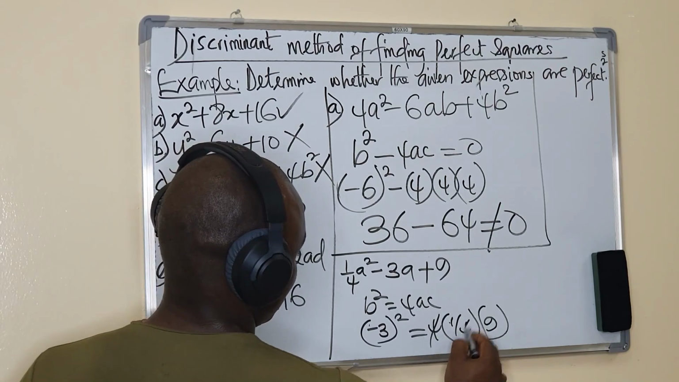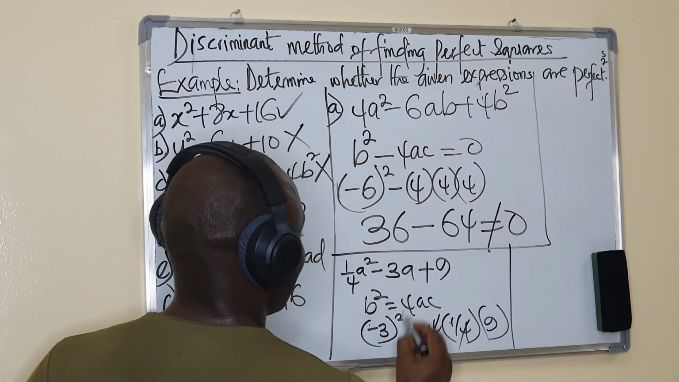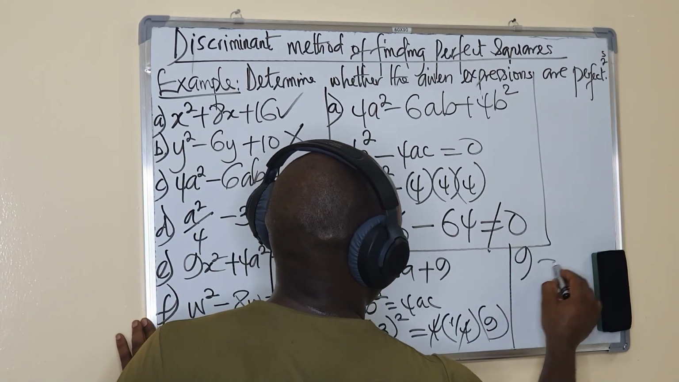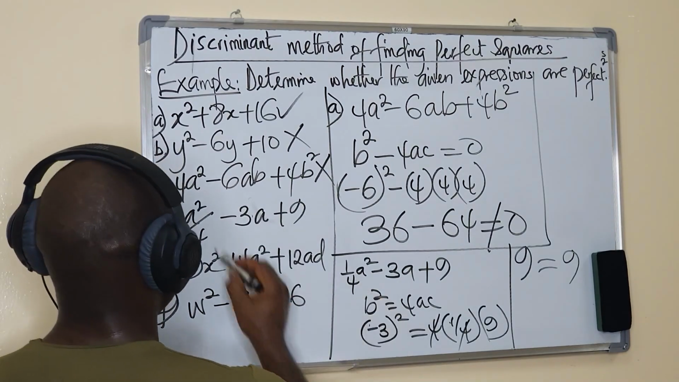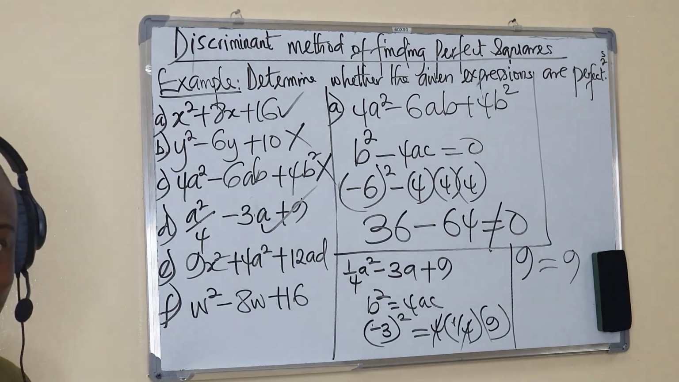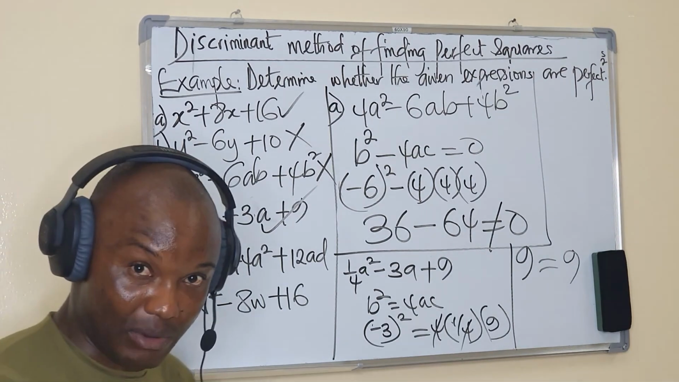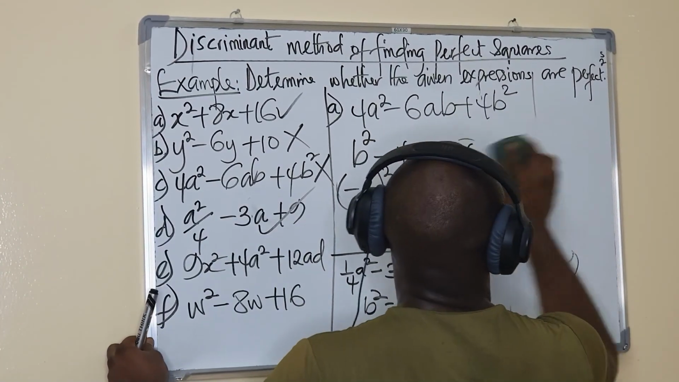If we break this down by cancelling out, we'll just have 9 on that side. So on our left hand side, negative 3 squared is 9. And on our right hand side, we have just 9. So 9 is equal to 9. It means that 1/4 a squared minus 3a plus 9 is a perfect square. Do you see how we get the answer? It works. So we have 2 more examples to go.